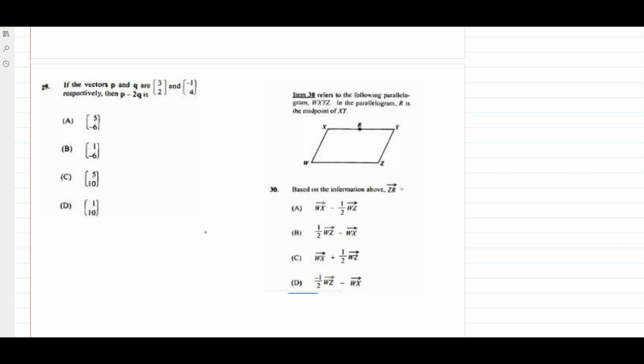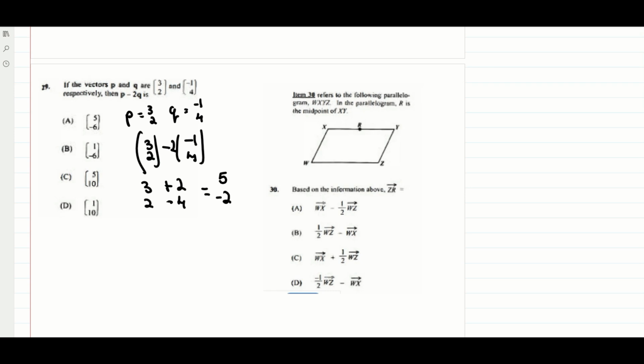If P is 3, 2 and Q is minus 1, 4, then 3, 2 minus 2 by minus 1, 4, that's 3, 2 plus 2. Hold on, no, 2 by 4 is 8, so it's minus 8, so 2 minus 8 is minus 6. It's 5 and minus 6, and the answer is E.